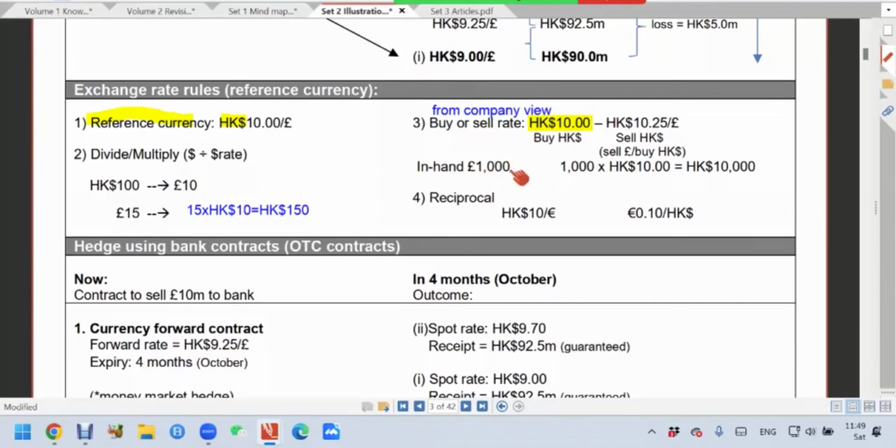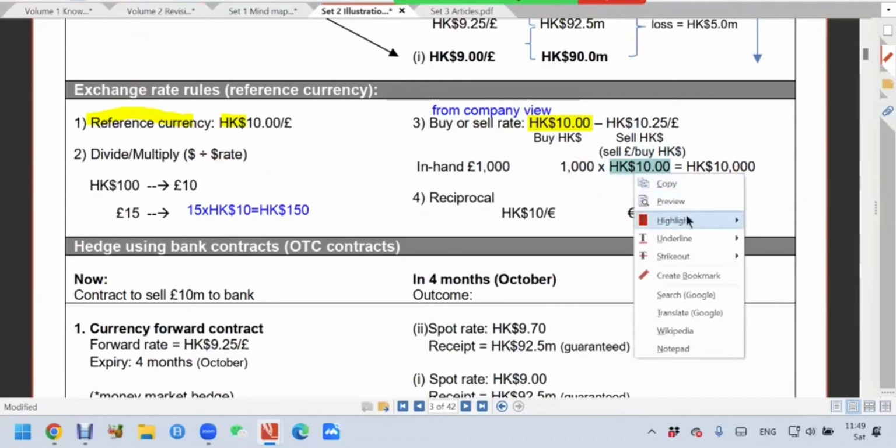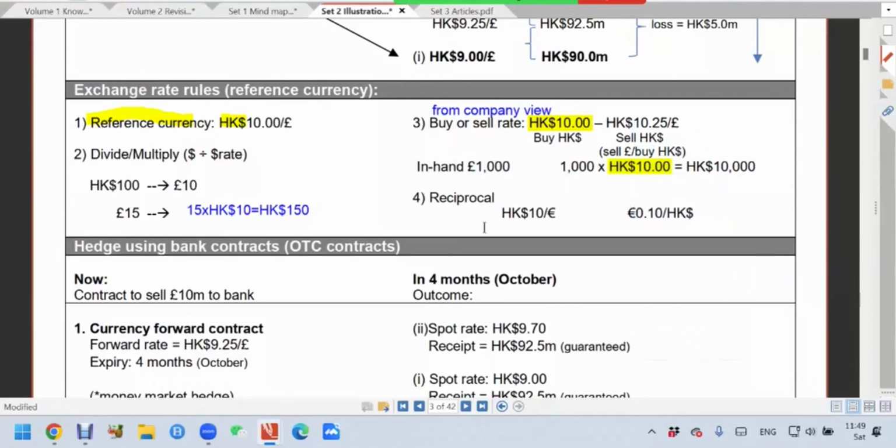Definitely. So when you take this 1,000 pounds, bank will multiply by 10. They will not multiply by 10.25. So 1,000 multiplied by this rate, you will get 10,000 Hong Kong dollar. They will not give you 10,250. They only give you 10,000 Hong Kong dollar. So we know this is correct. The rate should be the 10 Hong Kong dollar.